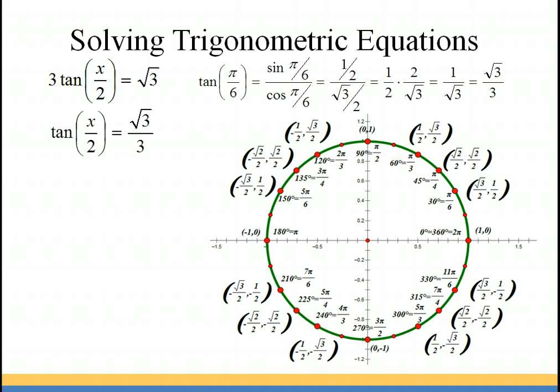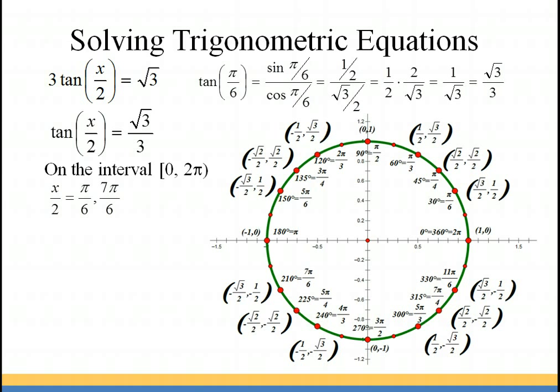So we have one solution at pi over 6. We need another solution, and we know that the period of the tan is pi. So if we go pi units around the circle, we should get another one, and that one's going to be at 7 pi over 6. Those are two solutions for x over 2.